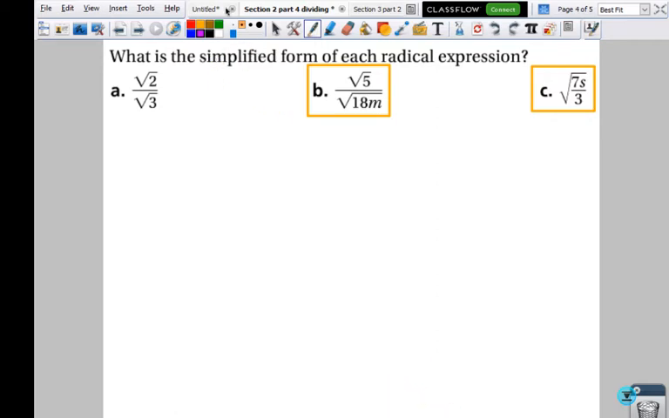You guys want to do another one together, or you want to do one on your own? What, on our own? Let's do this. All right, I want you to do part B. We're gonna skip A. Do part B on your own, then we'll check it.